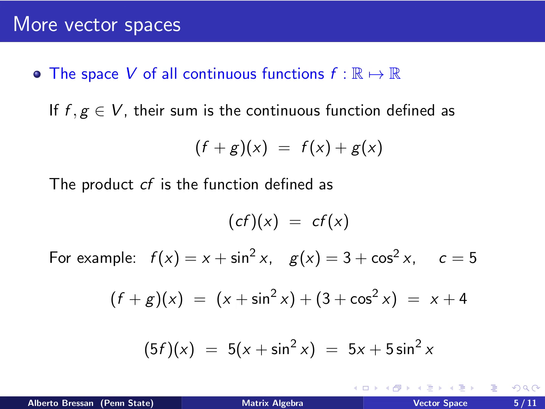And then you can take a function f here, for example, and multiply by our number c, which is 5. So what is 5f? Well, that is just taking the function f, which is here, f(x), and multiplying it by 5. And then you can distribute the 5 onto each term, and you will get 5x plus 5 times sine squared x. And this is a continuous function.